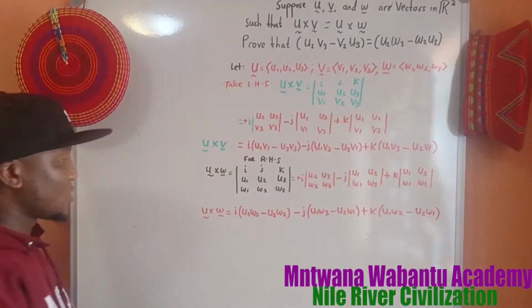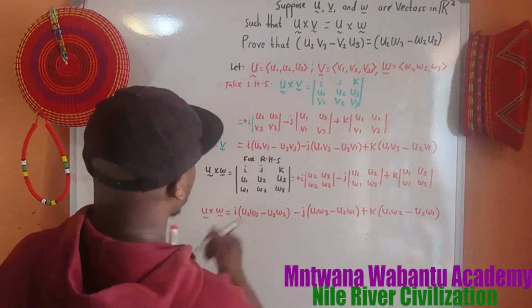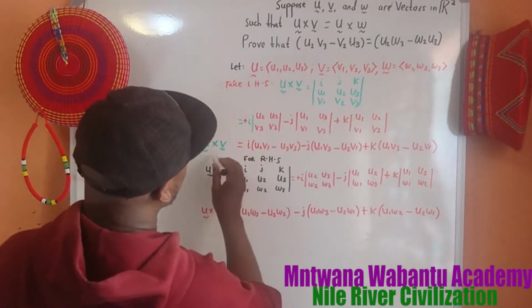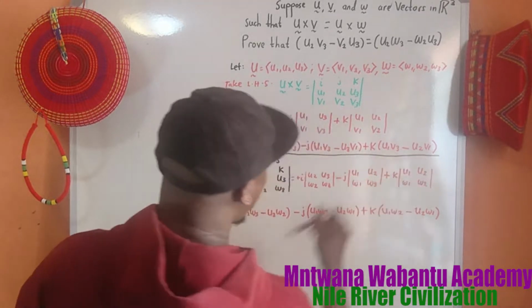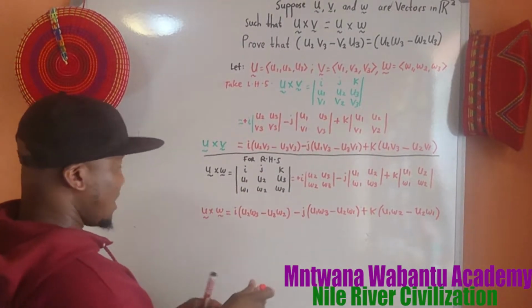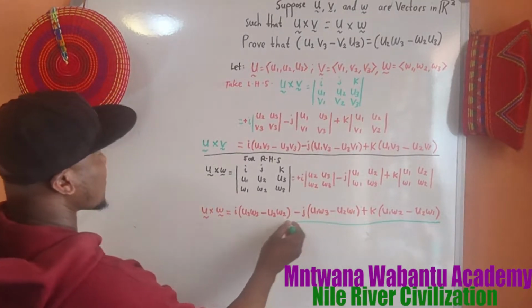Okay, so we got this one. So after we got this, now let's look at the left hand side, right here, this one. And this one here is the right hand side.